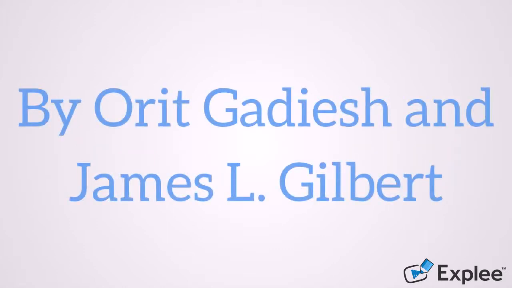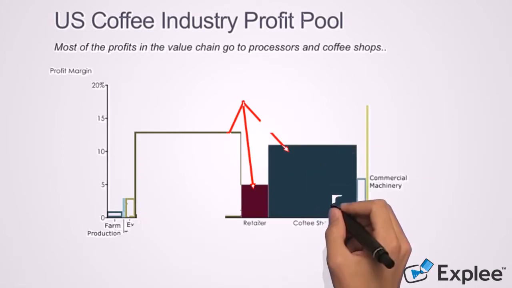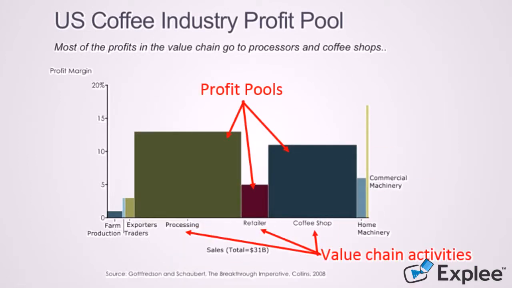The idea of profit pools was first published in a Harvard Business Review article in 1998. Profit pools are a framework for analyzing how profits are distributed among the various activities that form an industry's value chain. The tool can help identify new sources of profit or help refocus a company on traditional sources of profit.